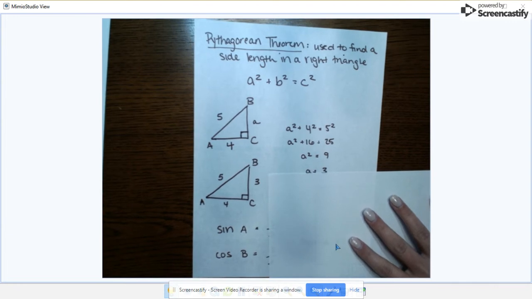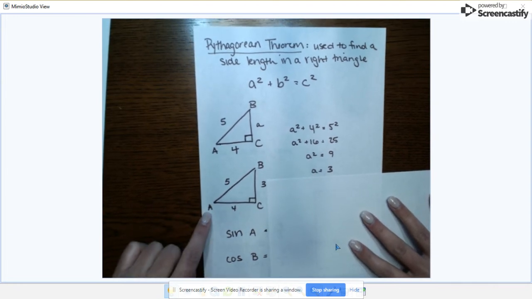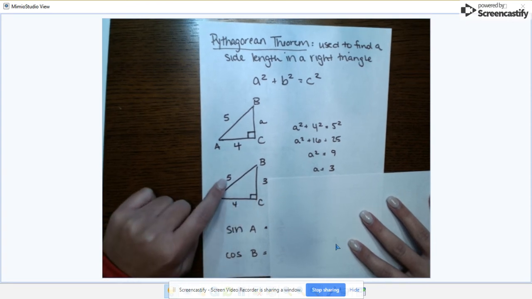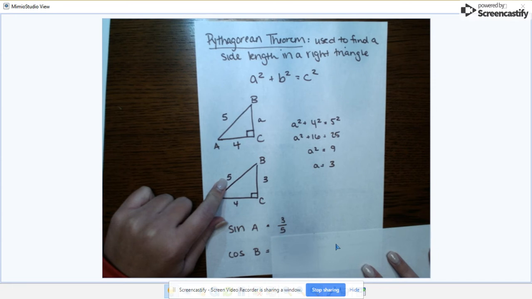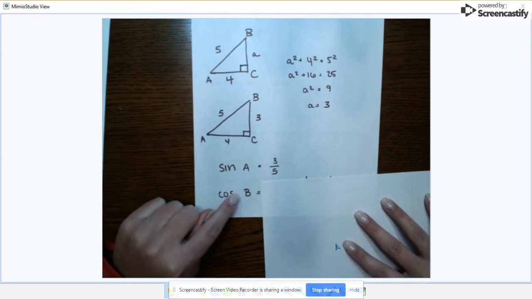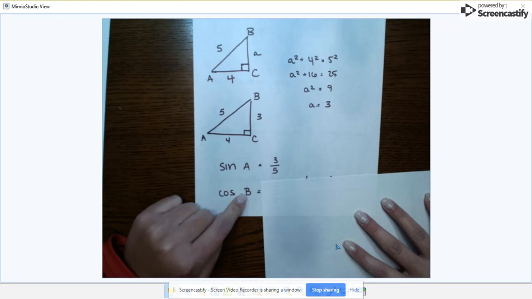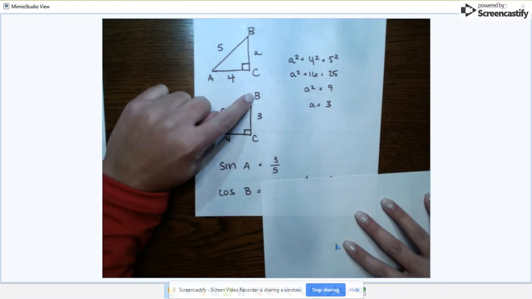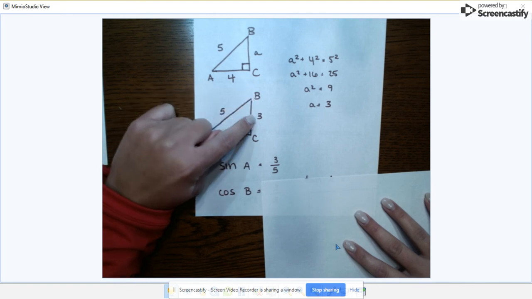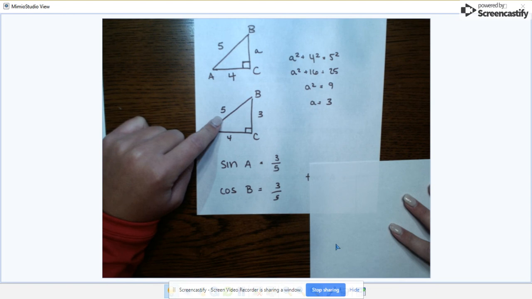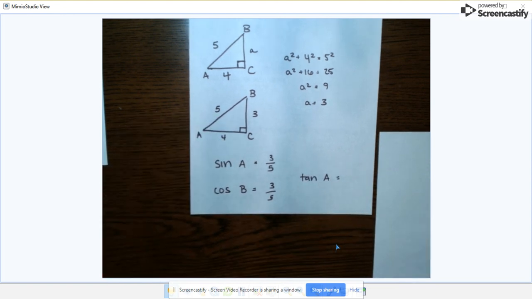So sine of A, again, sine is SOH, opposite over hypotenuse. Here's angle A. Opposite is 3. Hypotenuse is 5. 3/5. Cosine of B, we can always change up this angle. You won't ever use the right angle though. So cosine of B right here, cosine is adjacent over hypotenuse, so 3/5. And then I want you guys to find tangent of A.